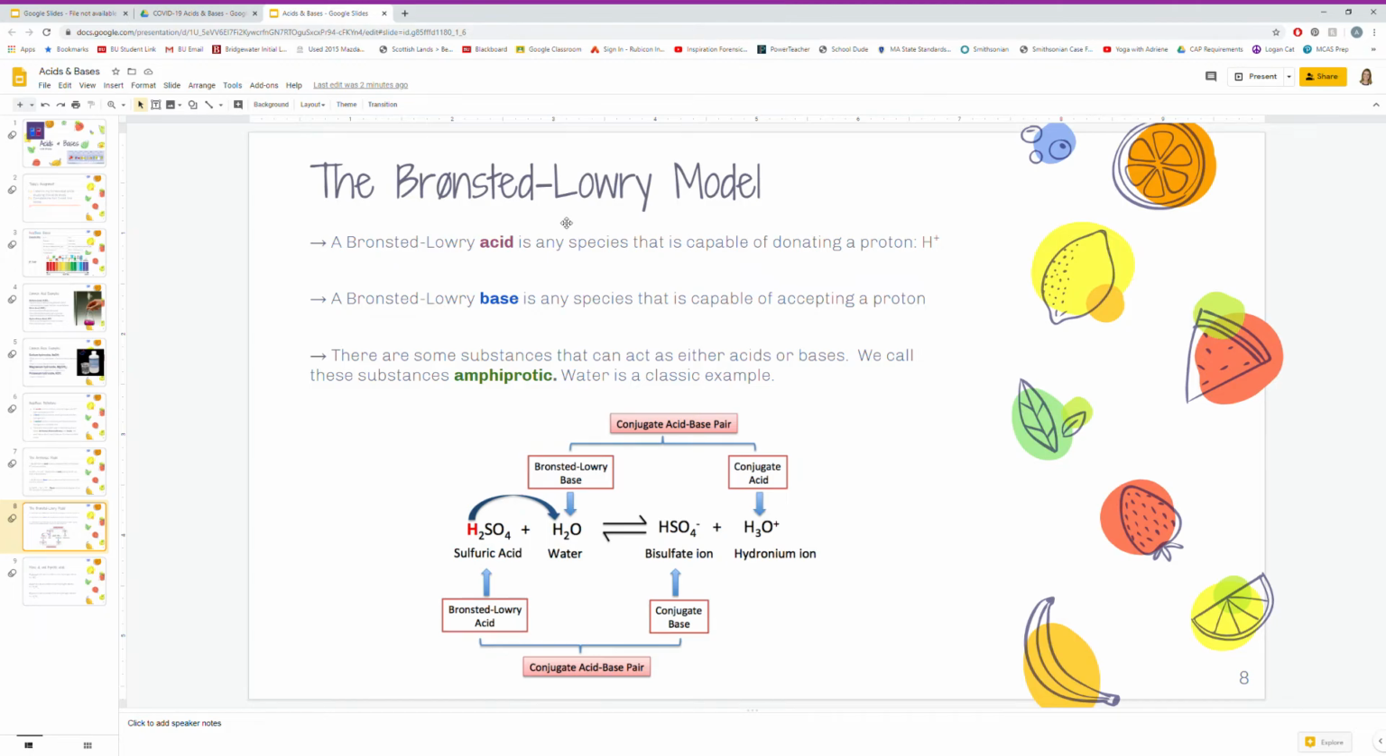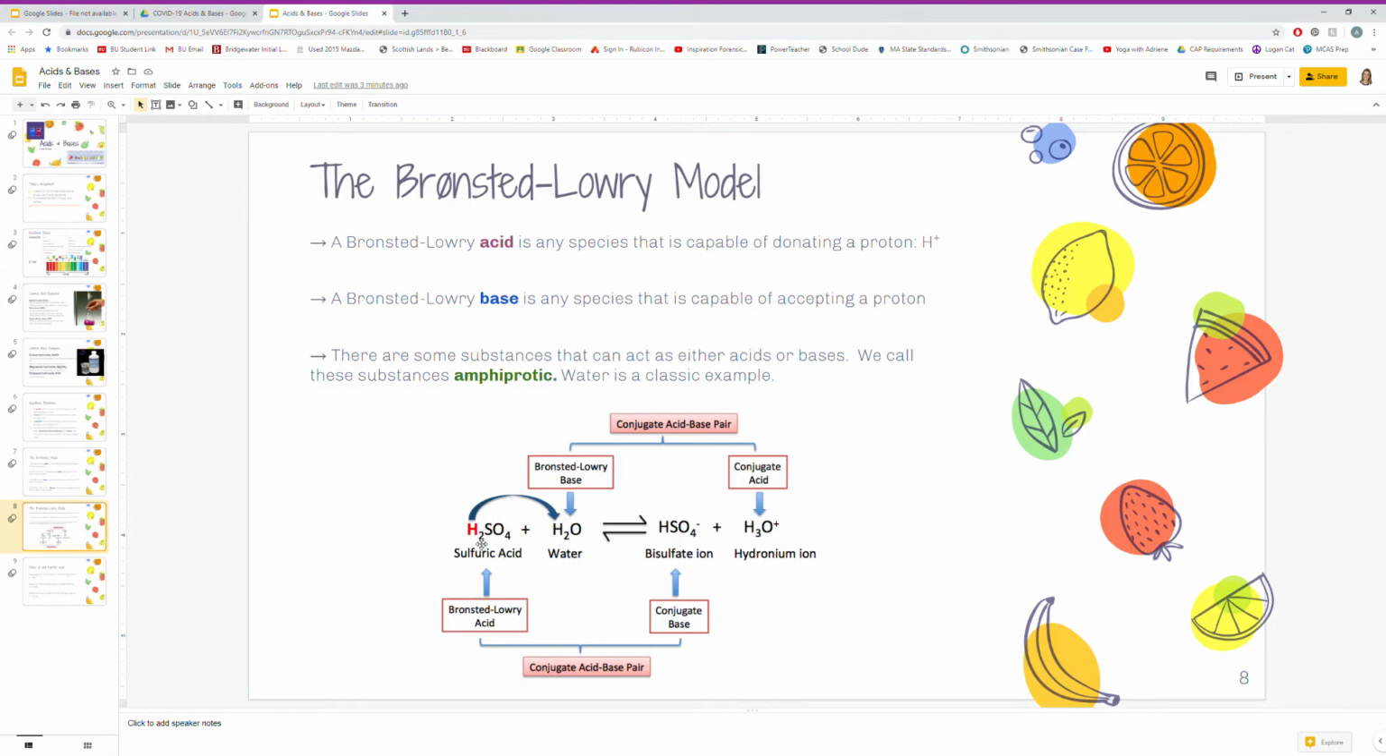There are some substances that can act as either acids or bases, and we call these substances amphiprotic. Water would be a classic example of a substance that can act as both an acid and a base. Down here is an example of a Bronsted-Lowry acid-base pair. Here we have sulfuric acid. In this case, sulfuric acid is acting as an acid, as it will, and water has chosen to act as a base because it's with an acid. If water was with another base, water would be acting as the acid.